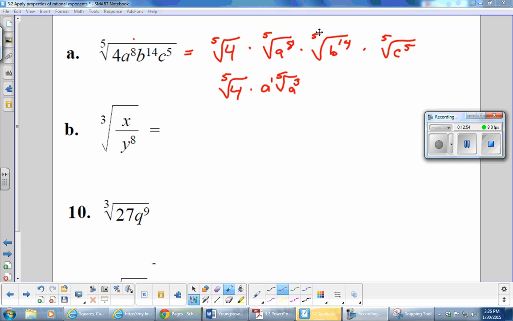Okay, next one. How many times does 5 go into 14? Well, it goes in twice. So you're going to have a b squared. And how much is left over? Well, 4 is left over. So you're going to have the 5th root of b to the 4th power. Last one: how many times is 5 going into 5? Once, so you just get c. All right, now, final answer.